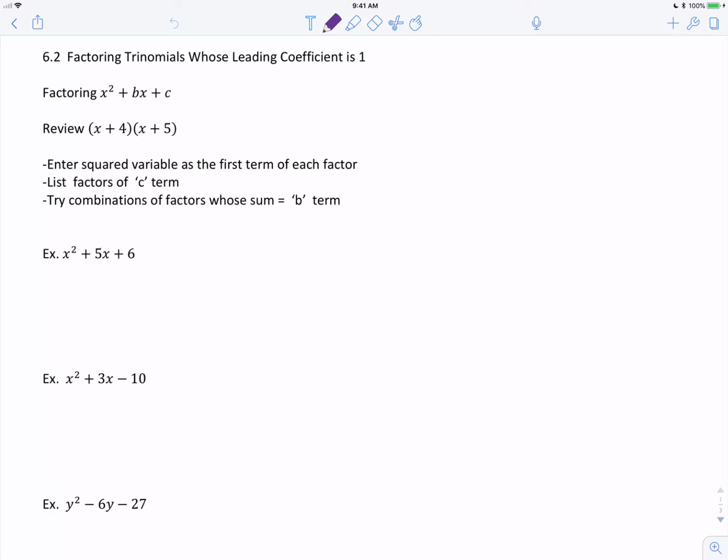But first, your joke of the day. Why was the math book so sad? Because it had so many problems.